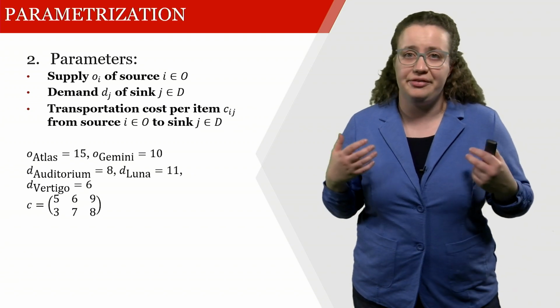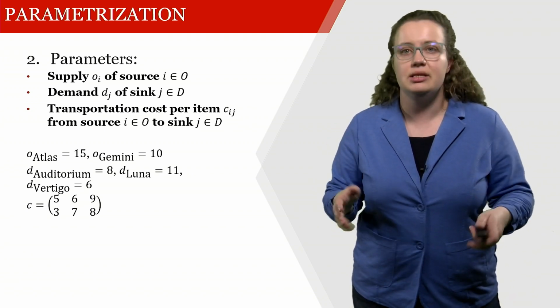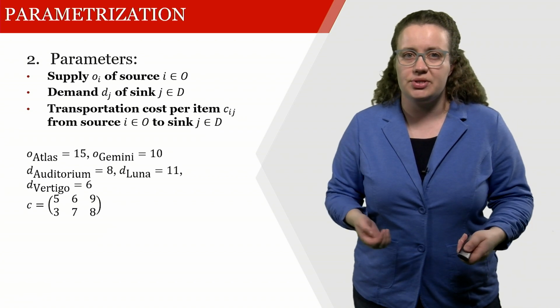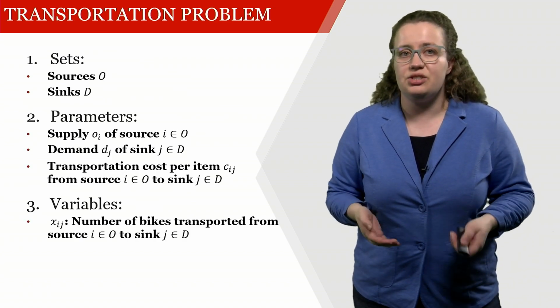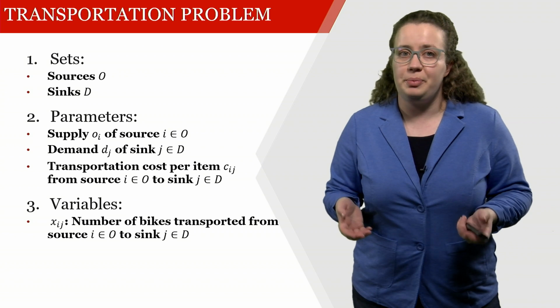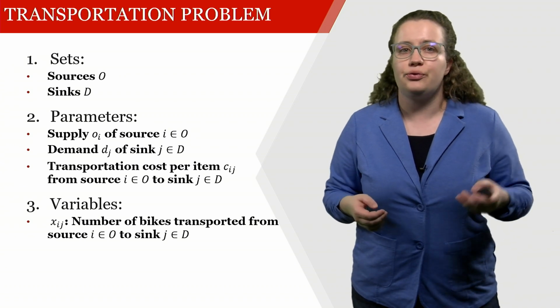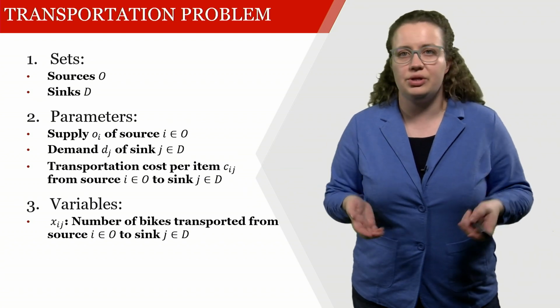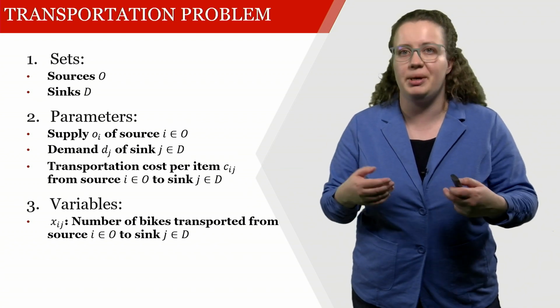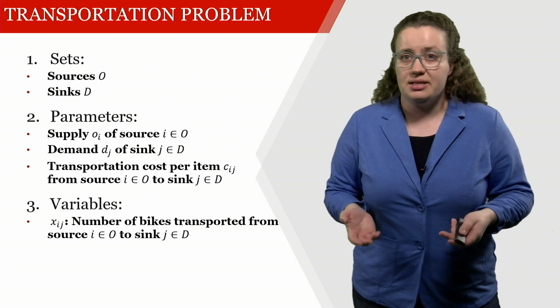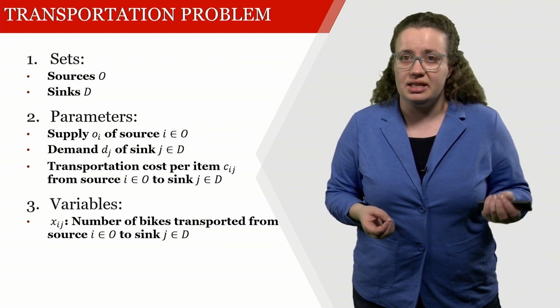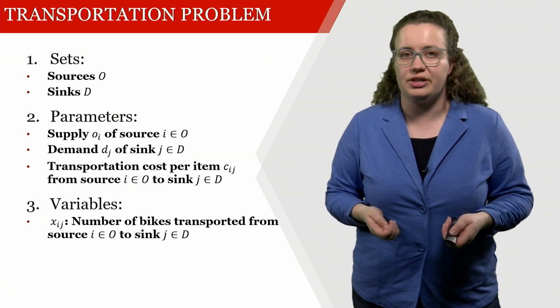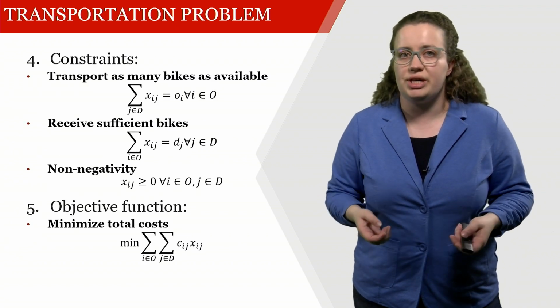So once we have identified sets and parameters, we're continuing with the decision variables. And in our case, the decision variable is the number of bikes that are being transported from a source O to a sink J. So for instance, we're now transporting 1 bike or 5 bikes. The next step is identifying first the constraints and then the objective function. So let's look into what constraints we're having.